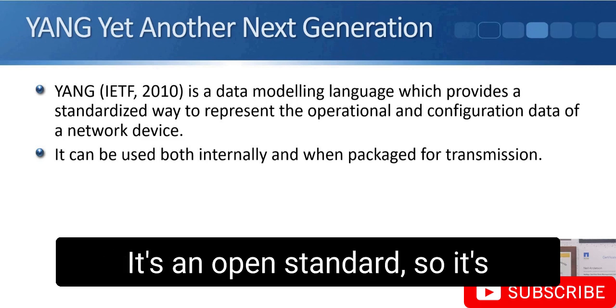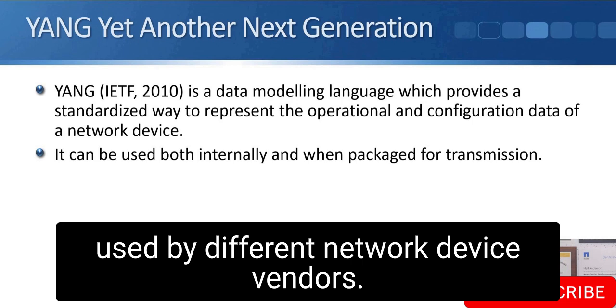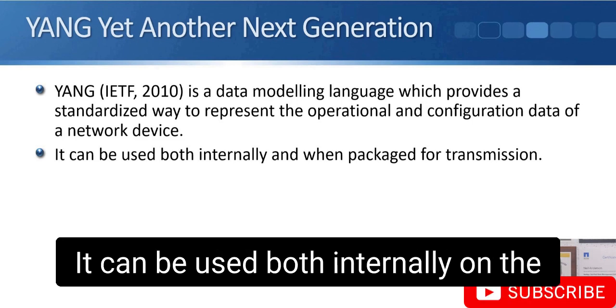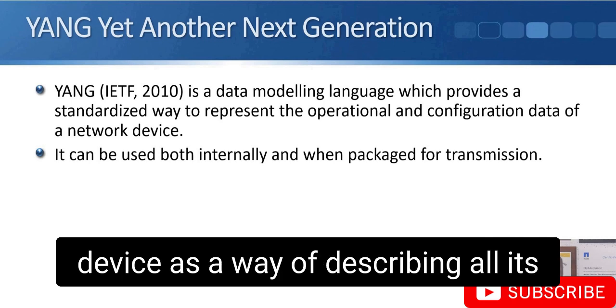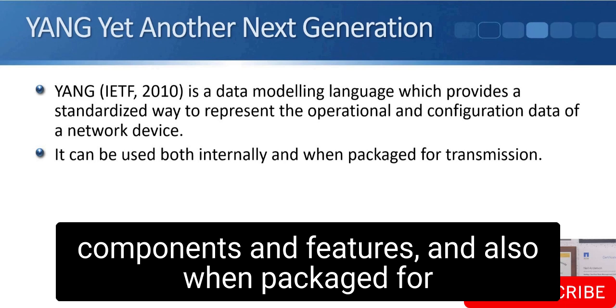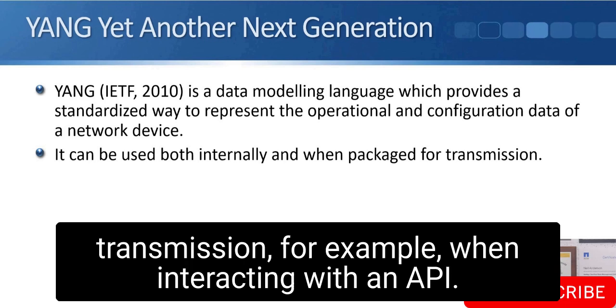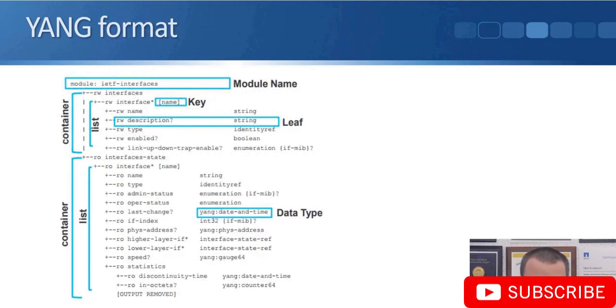It's an open standard, so it's used by different network device vendors. It can be used both internally on the device as a way of describing all its components and features, and also when packaged for transmission, for example, when interacting with an API.